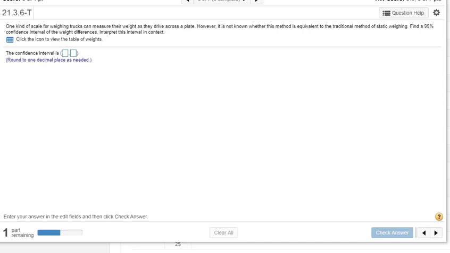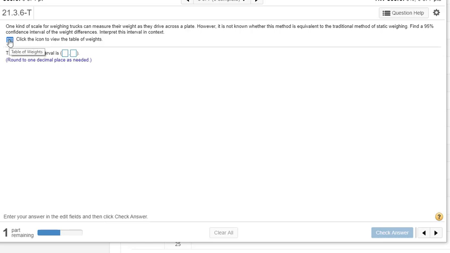One kind of scale for weighing trucks can measure their weight as they drive across a plate. However, it is not known whether this method is equivalent to the traditional method of static weighing. Find the 95% confidence interval of the weight differences. Interpret this interval in context.